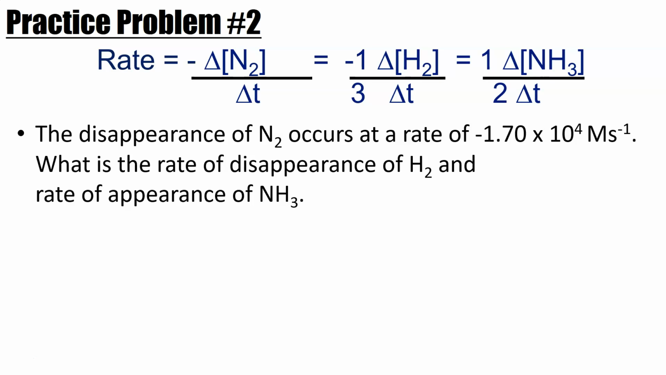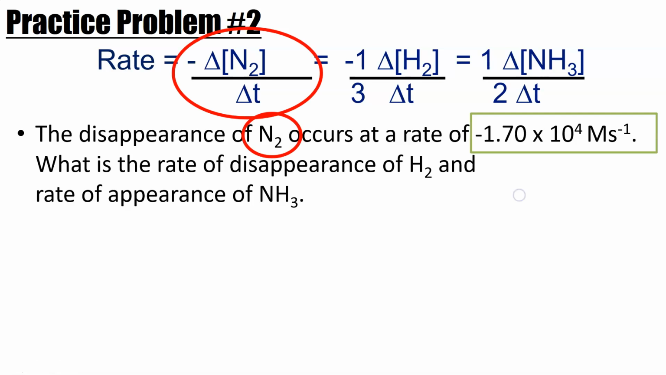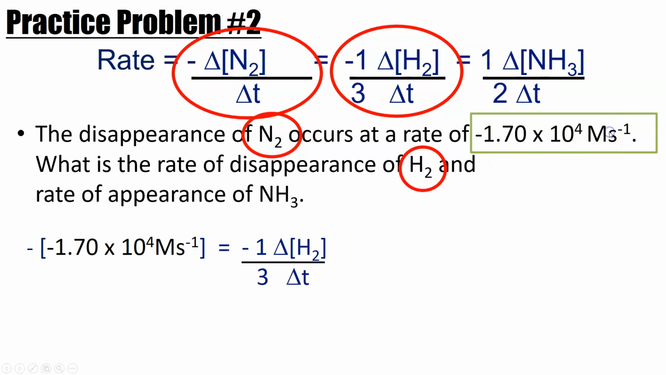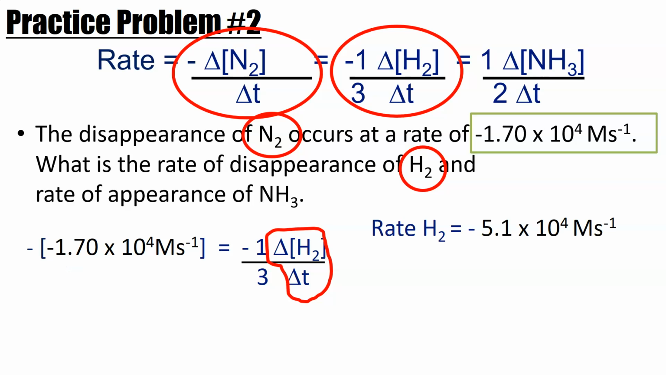The disappearance of N2 occurs at a rate of this. What is the rate of disappearance of H2 and the rate of appearance of NH3? We're going to need these pieces. Remember that this gets plugged right in for delta over delta. We're solving for the big blobby part.